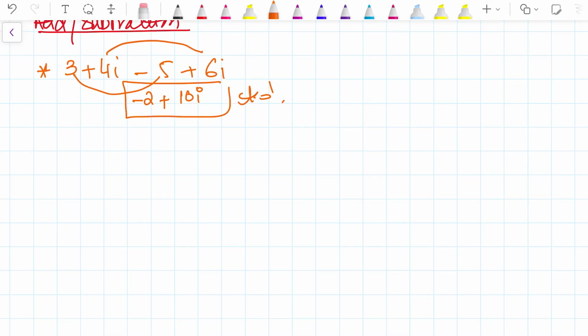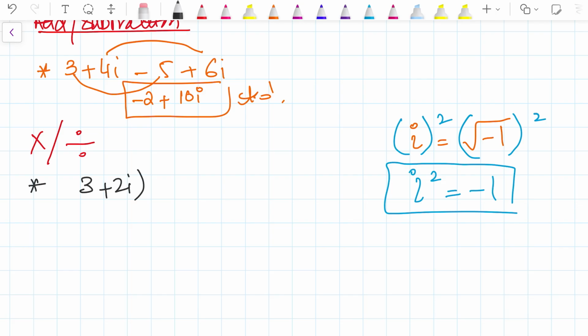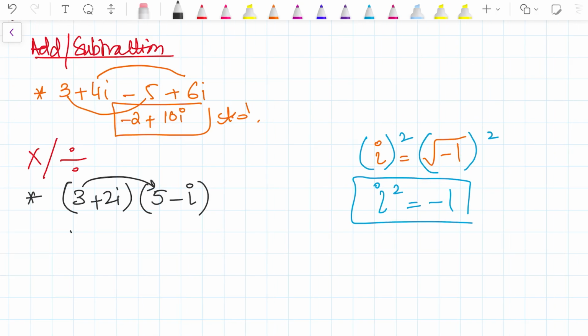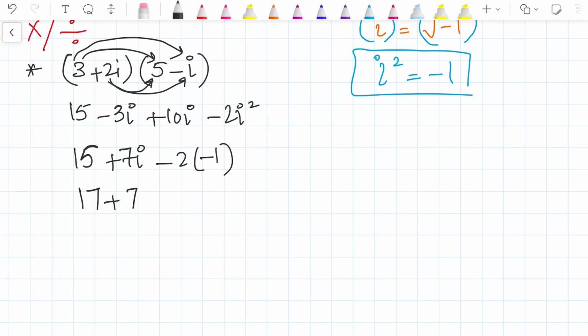Now, the first thing is that we have assumed that iota is equal to square root minus 1. Put a square on both the sides. So iota square is equal to minus 1. When do we use iota square? We use iota square when we have to multiply and divide complex numbers. How? 3 plus 2 iota, 5 minus iota. Multiply the brackets. 15 minus 3 iota, plus 10 iota, minus 2 iota square. 15 plus 7 iota, minus 2 into minus 1. Minus minus is a plus 2. 15 plus 2 is 17 plus 7 iota.